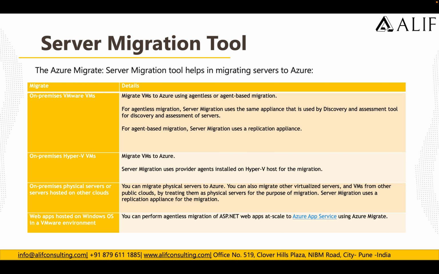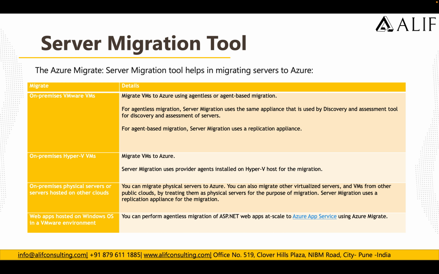Now the server migration tool. In the server migration tool, we have different capabilities. The first capability which we have is on-premise VMware VM migration. It provides us the capability to migrate VMs from VMware to Azure by using agentless or agent-based migration. We have two options which we can do, right?